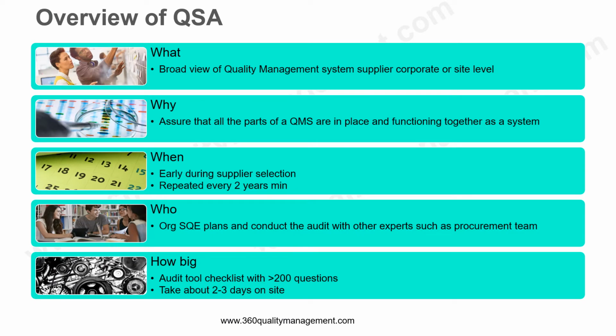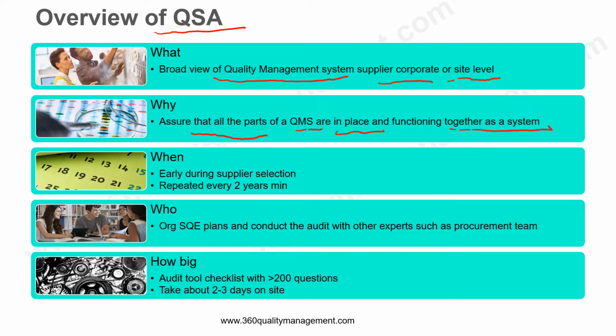Let's have an overview of the quality system audit on the 4 Ws and 1 H. It is a broad view of a quality management system of the suppliers, either at the corporate level or at the site level that you're auditing. The why is that we want to ensure that all parts or elements of the quality management system, which is used as a baseline, are in place and functioning together as a system at the supplier site.